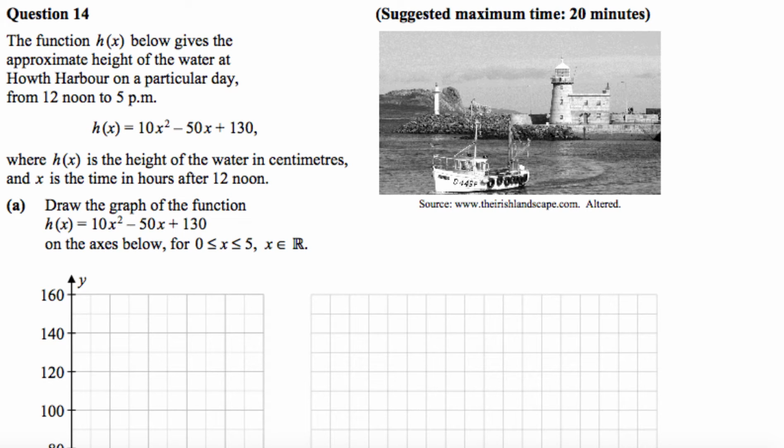So this is the 2016 Junior Cert Higher Level Paper 1 and we're looking at question number 14. The function h of x below gives the approximate height of the water at Hoth Harbour on a particular day from 12 noon to 5 p.m. So here's our function h of x, where h of x is the height of the water in centimetres and x is the time in hours after 12 noon. Part A says draw the graph of the function h of x on the axes below for x between 0 and 5 and x is an element of the set of real numbers.